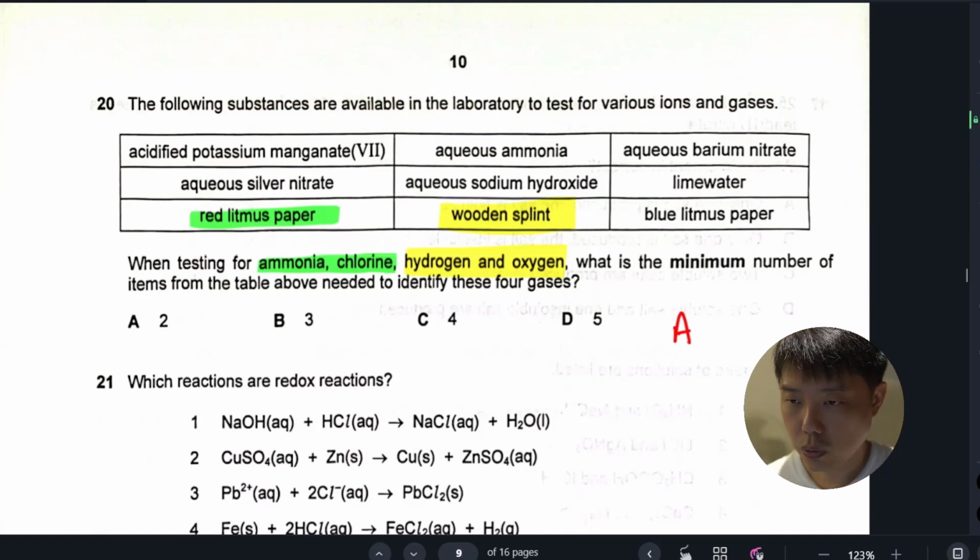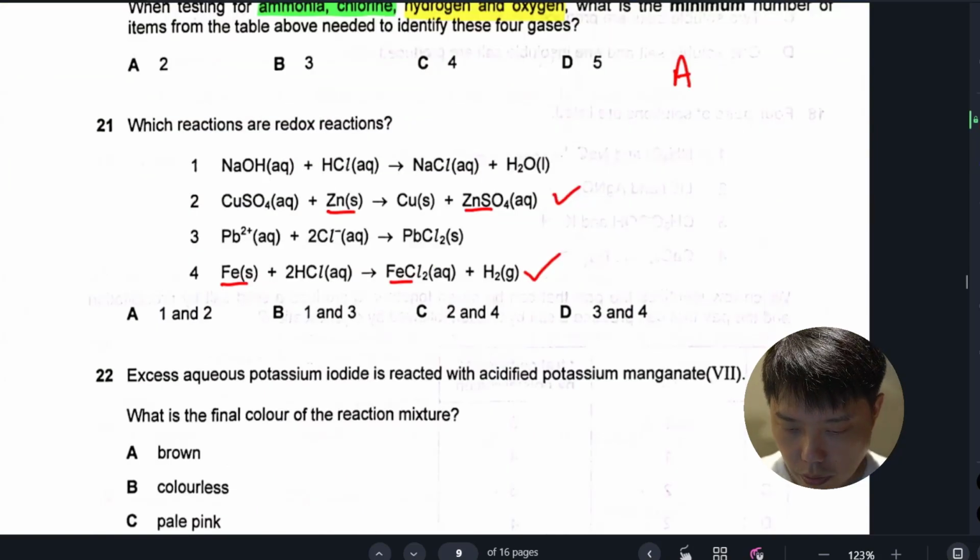You only need 2. Okay, so question 21, which reactions are redox reactions? Basically, we just need to look out for those where you have elements changing to a compound. So option 2 and 4, you have zinc and iron changing to their respective compounds. So our answer here is C.